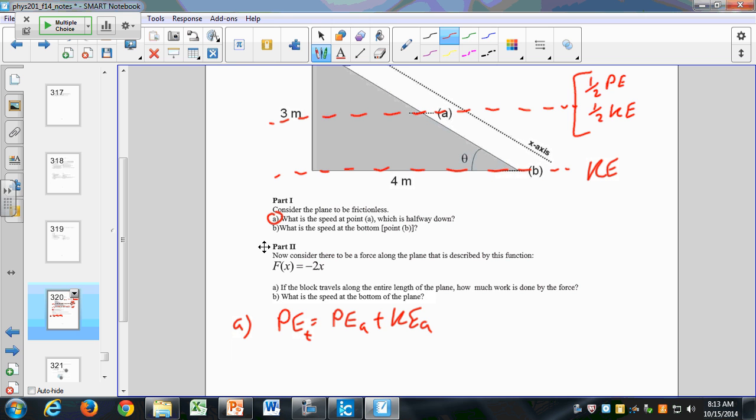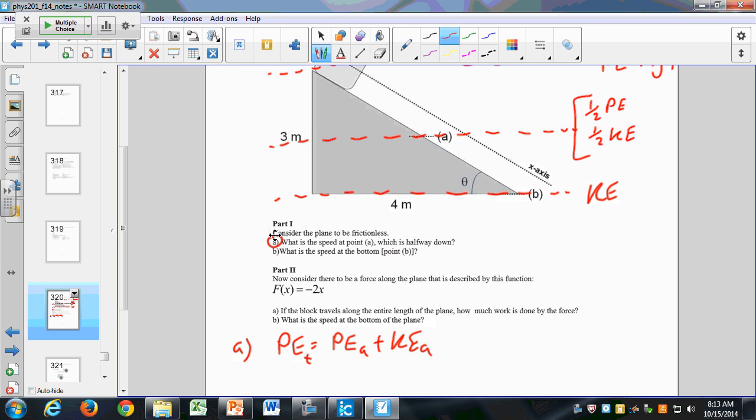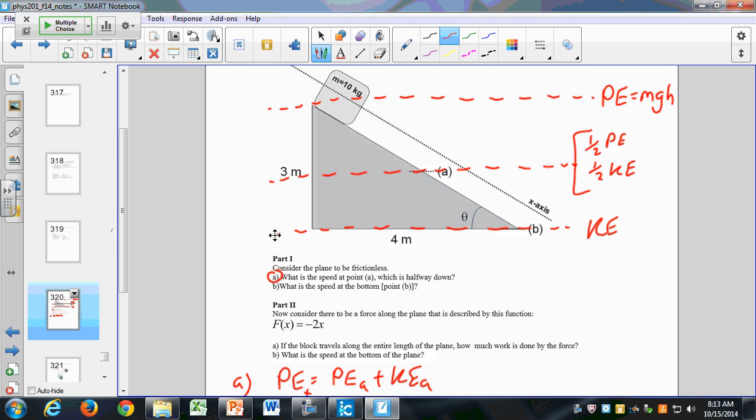Could y'all just a second go ahead and find the velocity at that point, or the speed at point A? How fast is the object going when it reaches point A? By the way, it's on page 320 of your book.